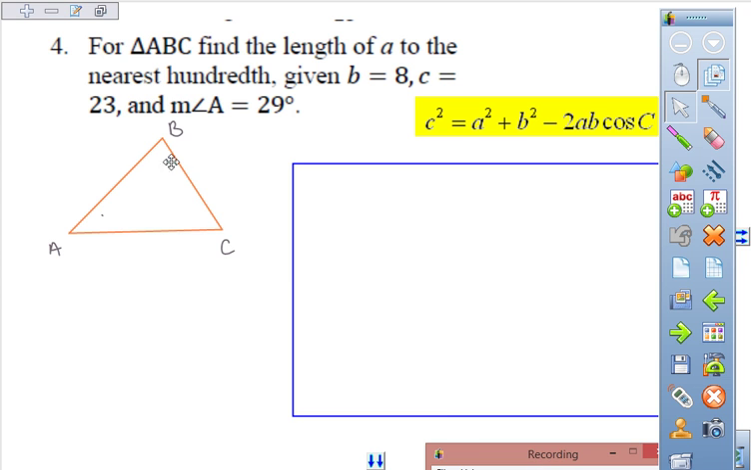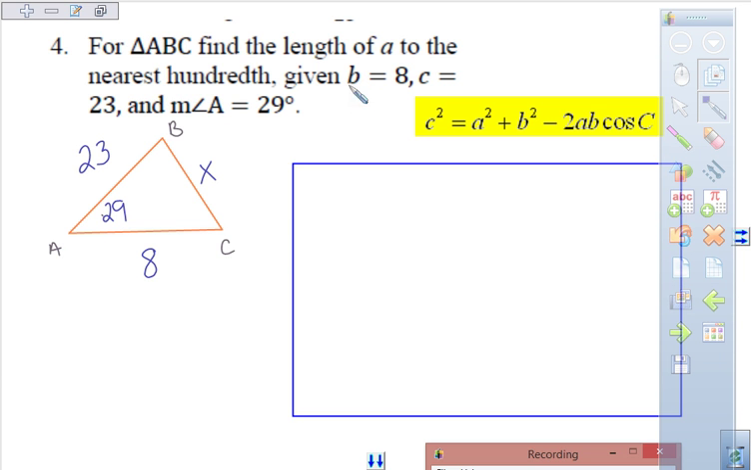Question number 4. First, we need to draw a triangle, labeling A, B, and C. So please put in the lengths. Check your answer with me. Here's what you're looking at. Lowercase b has to be opposite angle B. Lowercase c has to be opposite angle C. And the 29 degrees is included between those 2 sides, and the side opposite 29 degrees is x. Please pause the video while the students work on this problem.